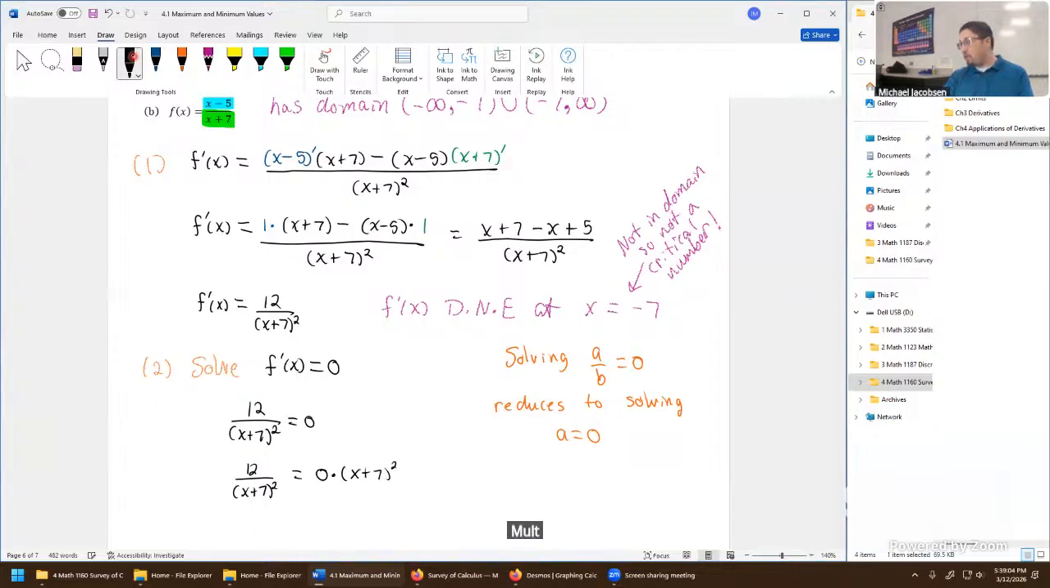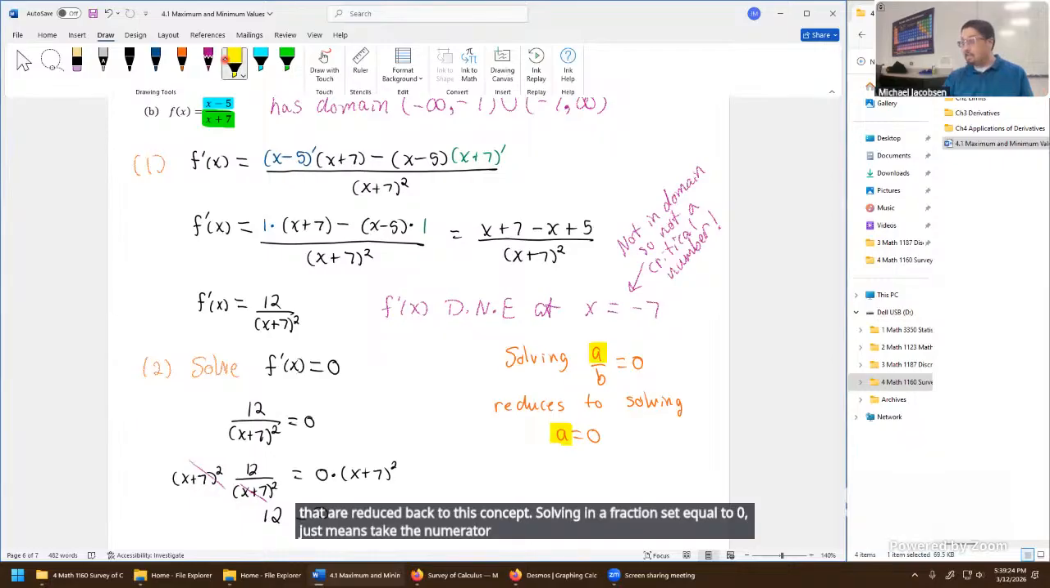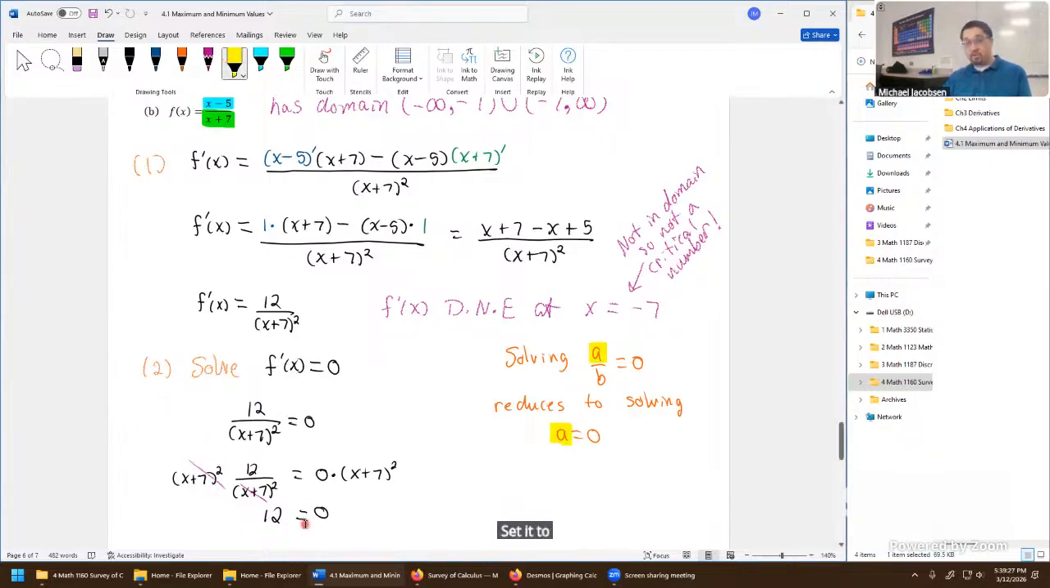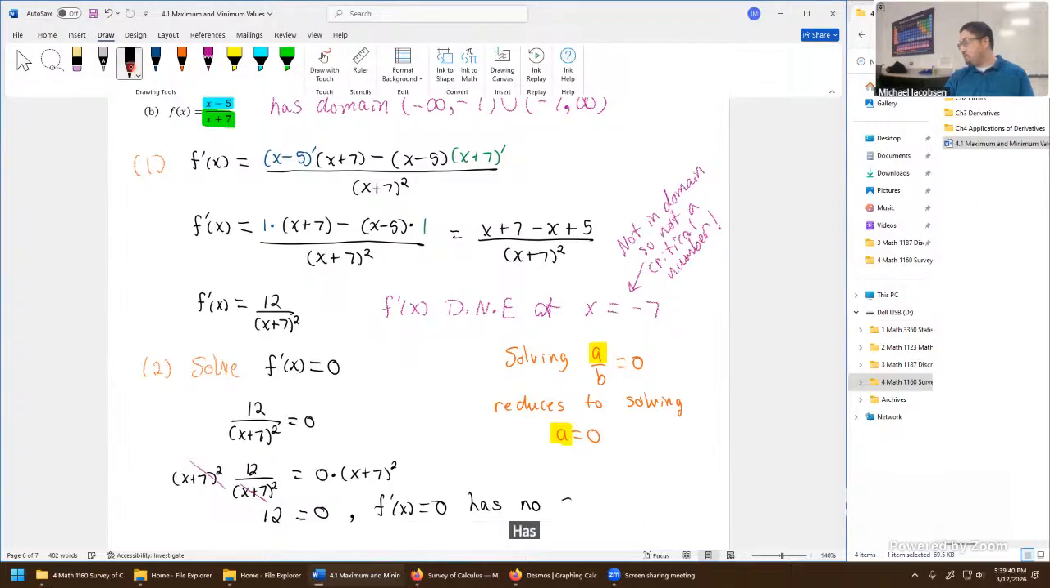Multiply by (x+7)^2 on both sides. Cancellation here, a type of cancellation on the right, 0 just wipes it out. But that reduces back to this concept: solving a fraction set equal to 0 just means take the numerator, whatever it is, and set it to 0. So the moment we see that, it's a false equation immediately. There's no variable there. So that means f prime of x equals 0 has no solution.